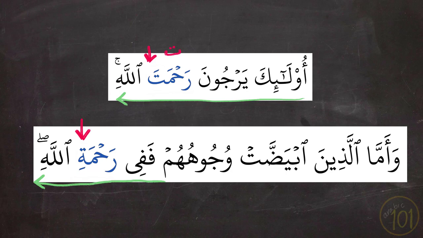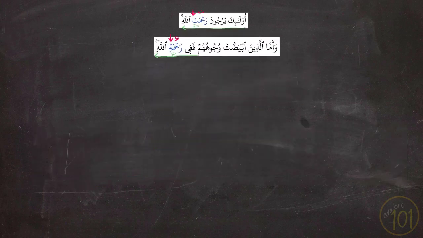The first time was written with ta maftuha. So when you stop at it, you will have to say رحمة. But in the following example, it was written with ta marbuta. So when I stopped at it, I had to pronounce it as ha. And when I keep on reading, I pronounce it as ta. Another example.